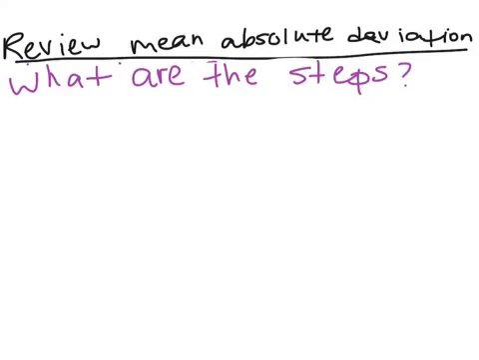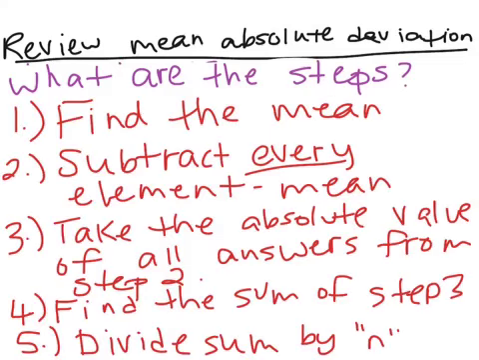What we also want to take a look at is the steps for calculating the mean absolute deviation, because there's a whole bunch of different stuff going on, so we need to break it down. The very first thing you have to do is find the mean. Once you find the mean, in step 2 you take every single element minus the mean. But if you don't take the absolute value, that sum will always be 0. So in order for it to not be 0, in step 3 we take the absolute value of all of the answers you got in step 2.